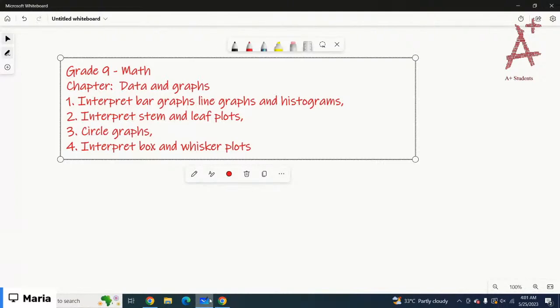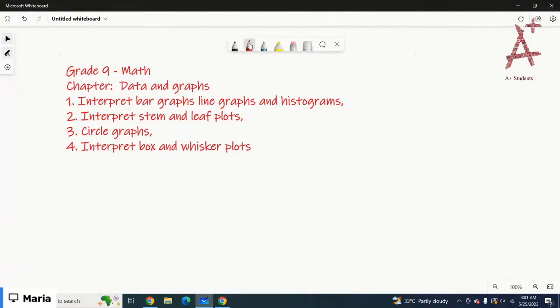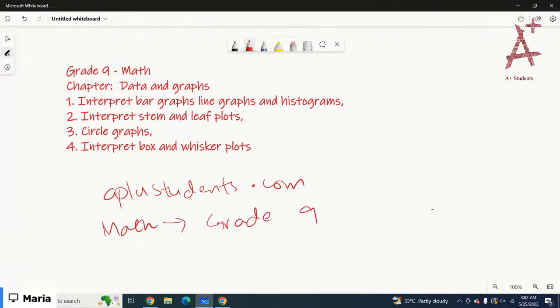So, we're going to start with grade 9 maths. You can find all the lessons on aplusstudents.com. You have to log in there using your email address and the password provided by the administrator. Then, select math from the subject tab. Scroll down to grade 9 and click on view all lessons. There you can find a list of the chapters.